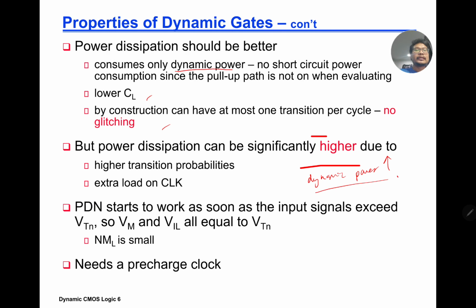The pull-down network starts to work as soon as the input signal exceeds VTN, so VM and VIL are all equal to VTN. The noise margin low is small. The noise margin low is small because our noise margin high is huge. Why is it huge? Because basically there's no time we need to charge the node, since it's already pre-charged. Another issue is that we need a pre-charge clock. A normal gate just has input and output, and for dynamic we need a special pre-charge clock.